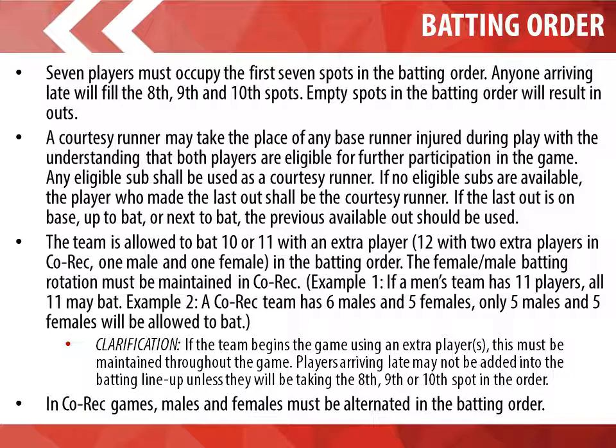Batting order. At least 7 players must occupy the first 7 spots in the batting order. Anyone arriving late will fill in the 8th, 9th, and 10th spots accordingly. Empty spots in the batting order will result in outs. A courtesy runner may take the place of any base runner injured during play, with the understanding that both players are eligible for further participation in the game. Any eligible sub shall be used as a courtesy runner. If no eligible subs are available, the player who made the last out shall be the courtesy runner.